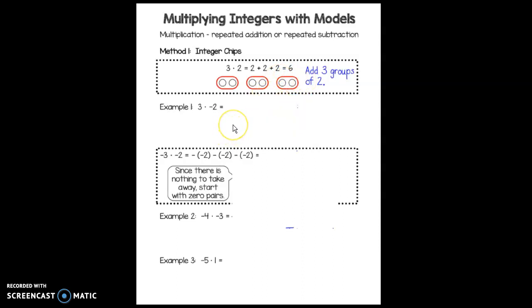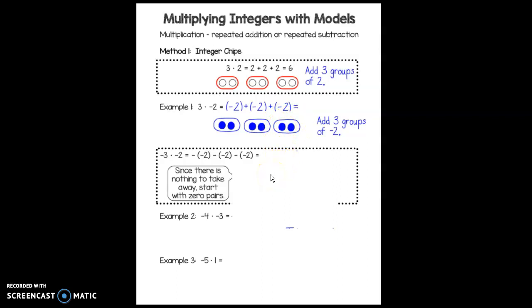Example 1 says 3 times negative 2. So that means we want to show that we have negative 2 plus negative 2 plus negative 2. That means we're adding 3 groups of negative 2. So when we show that model, we have 3 groups of negative 2. We've circled every negative 2.